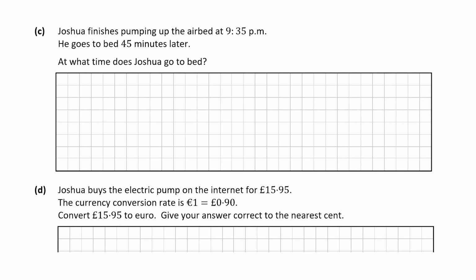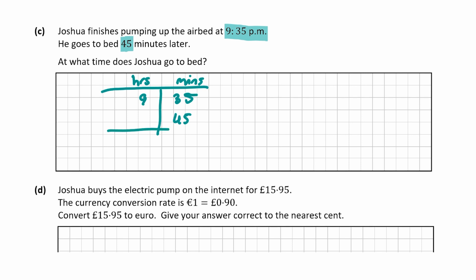So question C is a question that involves the addition of time. We're told that Joshua finishes pumping up the airbed at 9:35 p.m. and he goes to bed 45 minutes later. So we're asked, what time does Joshua go to bed? So I'm going to draw my time T. So I have my hours and I have my minutes. And what we're doing is we're adding 9:35 to 45 minutes. So we're adding 45 minutes on to 9:35. So let's add here first. 5 and 5 is 10, so carry the 1. 3 and 4 is 7, plus 1 is 8. So we have 80 minutes, right?